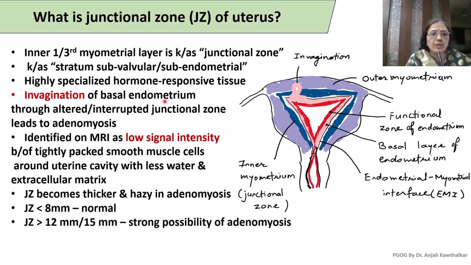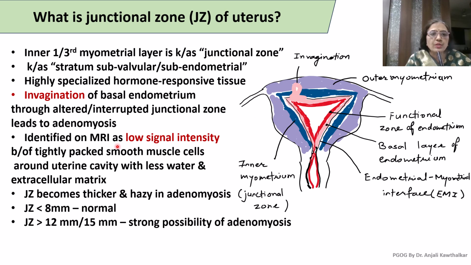There is invagination of basal endometrium through an altered or interrupted junctional zone, which leads to formation of adenomyosis, as you can see here. The light pink is the basal layer of the endometrium. This basal endometrium is entering into the myometrium through this interrupted or altered or traumatized junctional zone. It enters into the outer two-third of the myometrium and it invaginates. That means it forms a pouch here, and that is the starting point for development of adenomyosis.